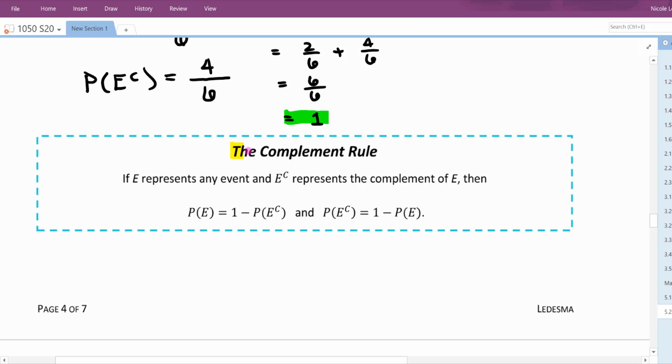It says for the complement rule, if E represents any event and E complement is the complement, you can see we have two forms of the complement rule, but really the one that we'll be using will be this one here. To find the probability of E, all you can do is just do 1 minus the probability of its complement. So this will be the one that we'll be using. We'll use it a little bit in this section, but a lot more in the following section.